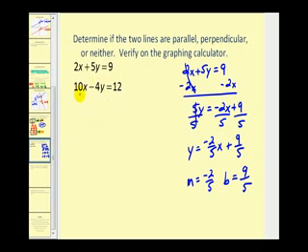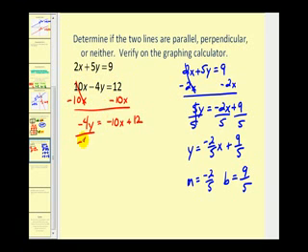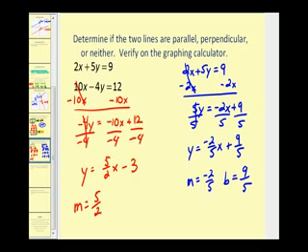Now let's solve the second equation for y. So on this one, we'll subtract 10x on both sides. Divide everything by negative 4. And we have y equals 5/2 x. Notice this simplifies. And this would be minus 3. So we have a slope of 5/2, and we have a y-intercept of negative 3. And notice that the slopes are negative reciprocals, therefore these lines are perpendicular to one another.